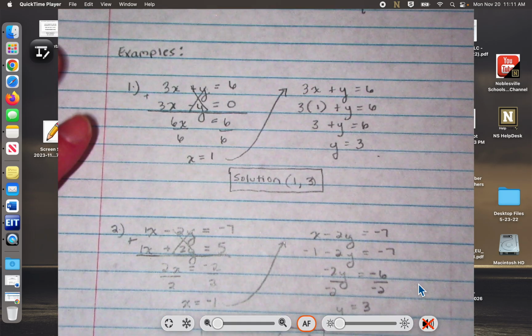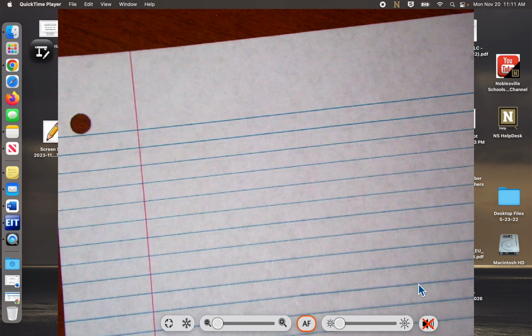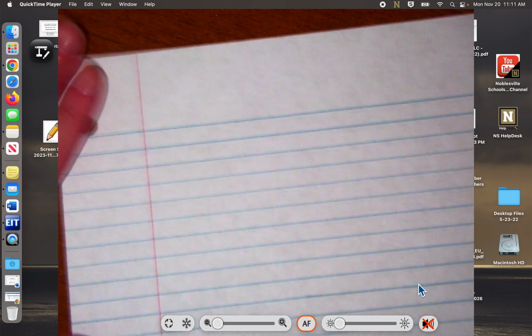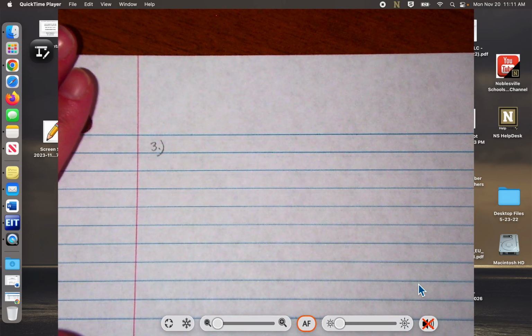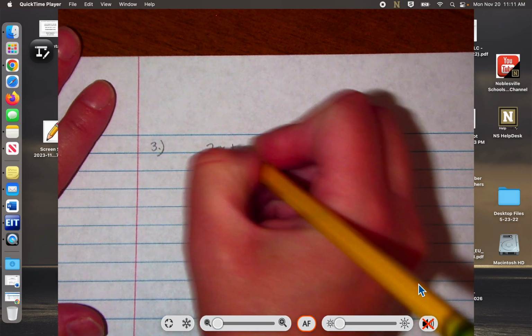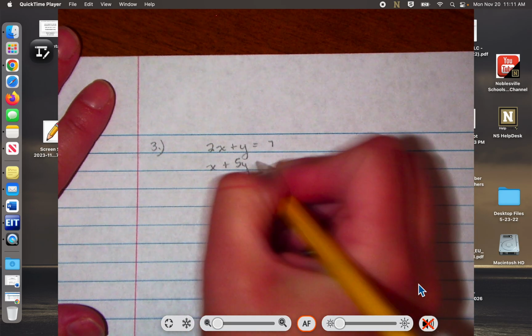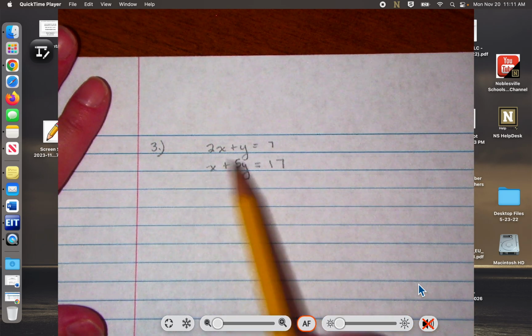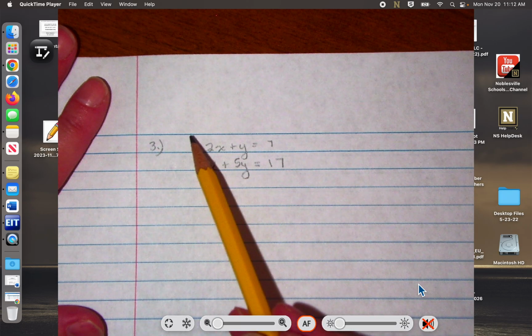Okay, let's go on to the next page because it's going to take up a little space. Notice that I left a little space here. That was on purpose. Leave a little space right here.